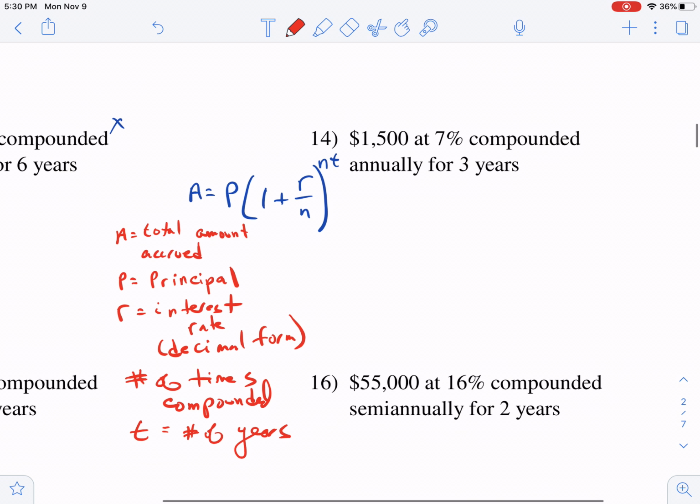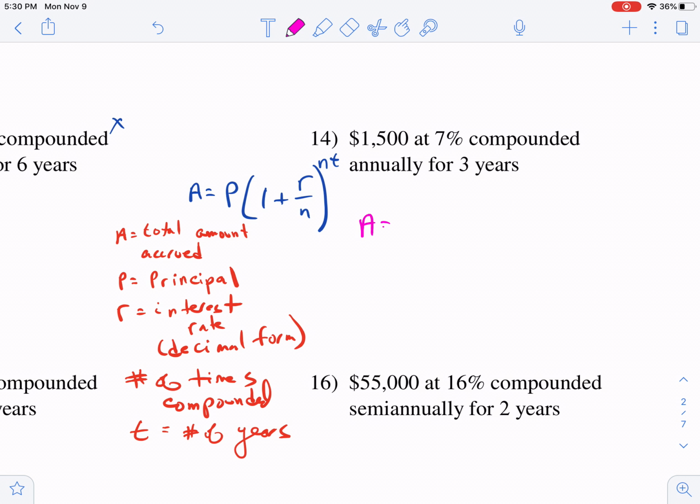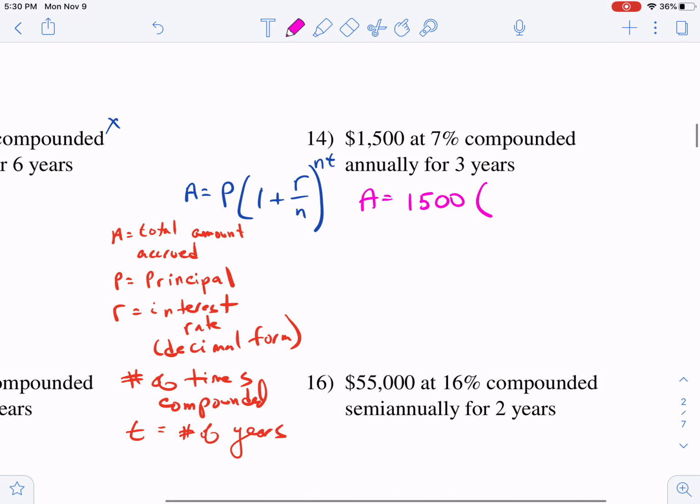Let's try it. Here we go. $1,500. That's our principal. So A, let me switch colors here. Pink. I like pink. A equals 1,500 times 1. Now the 1 stands for basically what that principal is. It's the other stuff, this R over N to the NT power, which is really where we're going to make our money. Because 1,500 times 1 is 1,500, and that's really what we're starting with.